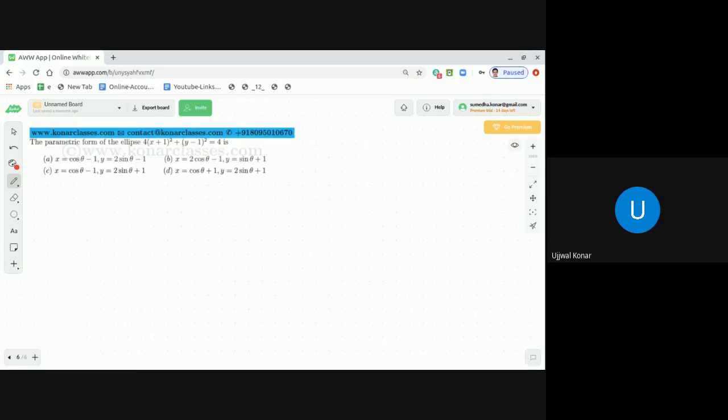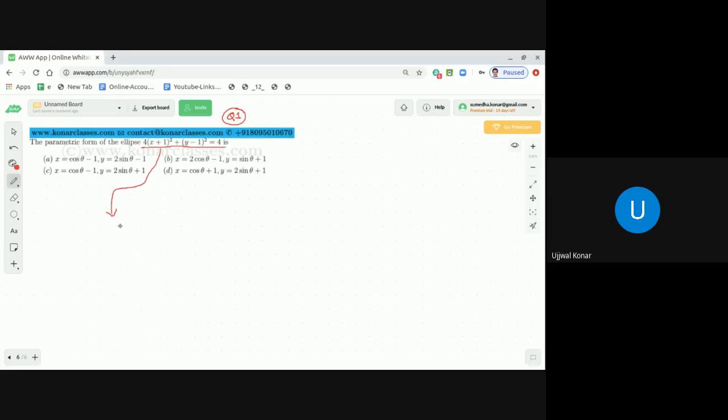So as you see, dear students, the first question is in front of you, and here it is. Question 1. The parametric form of the ellipse 4(x + 1)^2 + (y - 1)^2 = 4 is what out of these 4 options? So dear students, the equation of the ellipse we need to write in a little rearranged manner. This I can take from here.